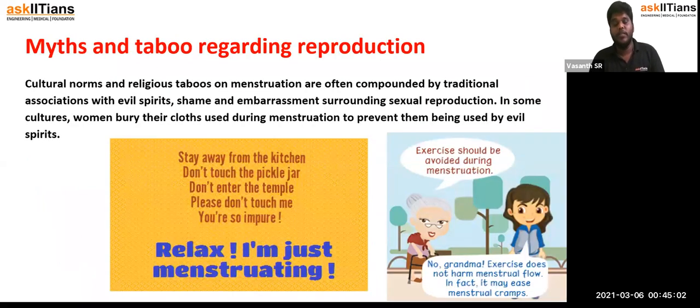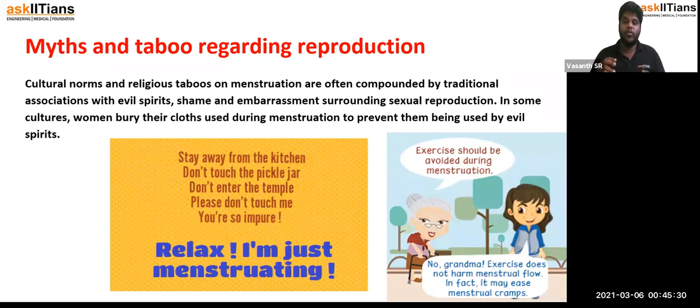So there are several myths and taboos regarding the process of reproduction. There are lots of cultural ethics, cultural laws that we always follow in terms of tradition, which is considered to be evil spirit when it comes to the menstrual cycle and the sexual reproduction part, which is never spoken outside. This is not happening nowadays, but there are still people who have these kinds of thoughts in mind.